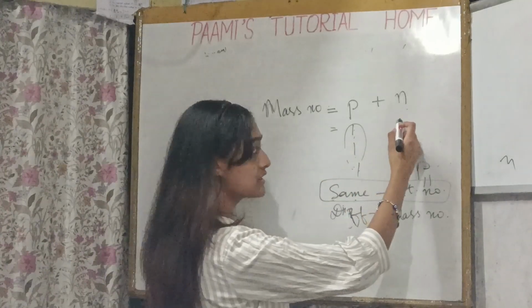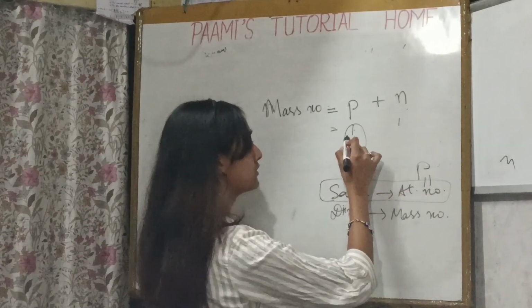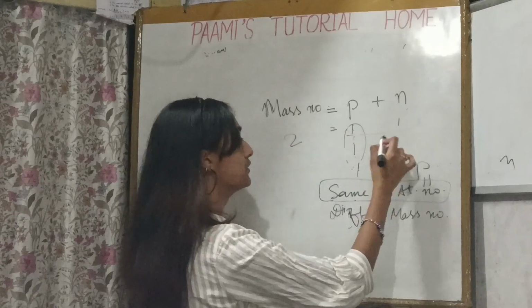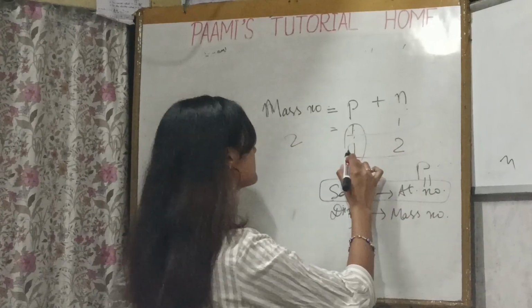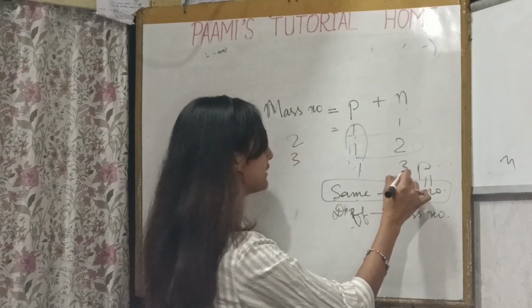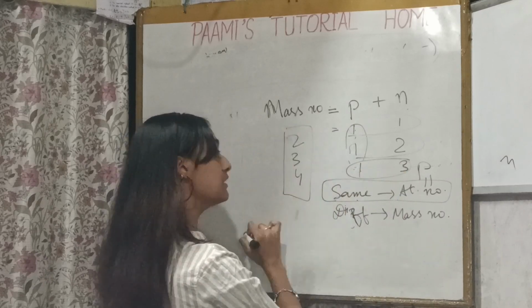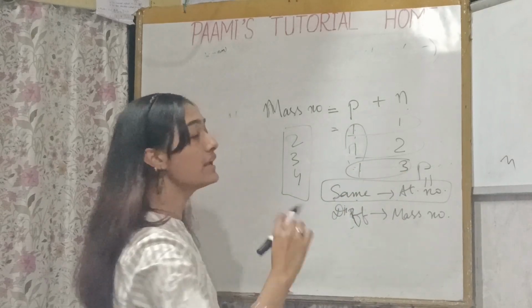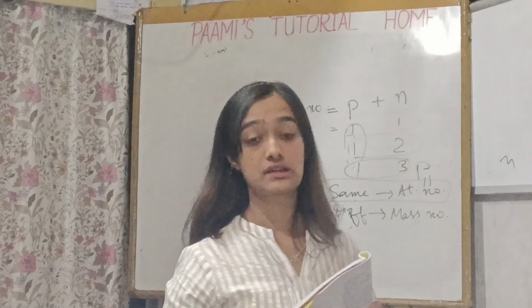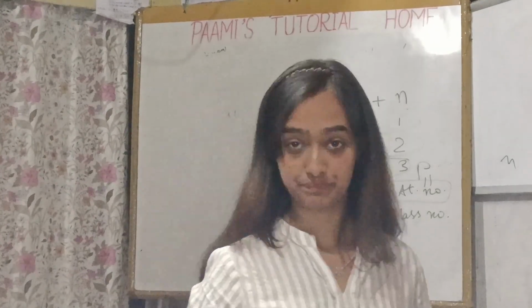So even the neutron number has to be different. If we write 1 out here, we add this, we get 2. We write 2 out here, we add this and we get 3. We add 3 here, we get 4. That is how we get different mass numbers. So that's why in an isotope your neutron numbers are also different. Get it?